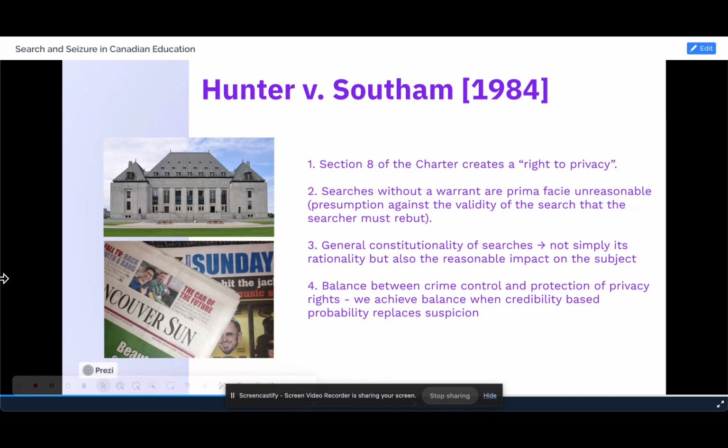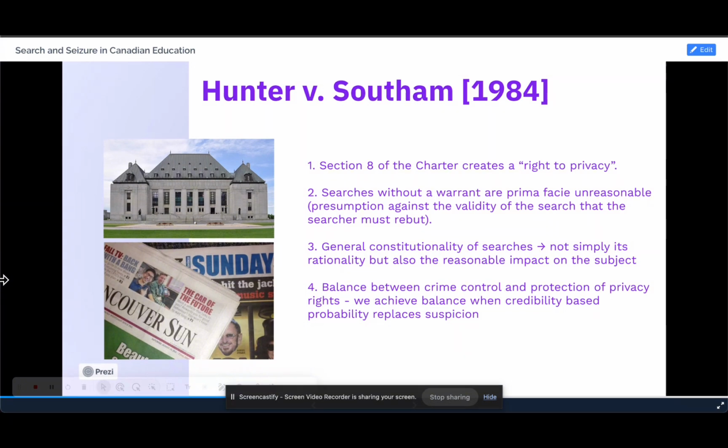Thirdly, a general constitutionality of searches must be considered. One must not simply look at the rationality of the search, but also the reasonable or unreasonable impact on the person being searched. And lastly, there must be a balance between crime control and protection of privacy rights. This balance only happens when credibility-based probability replaces suspicion.